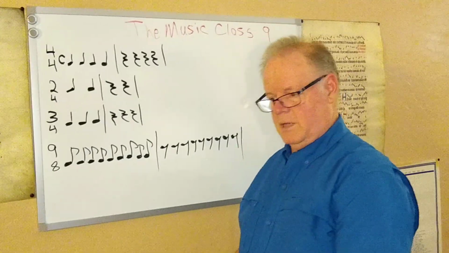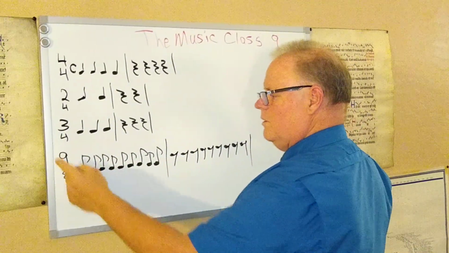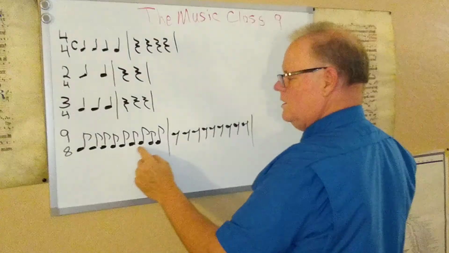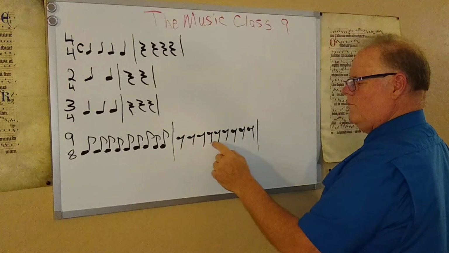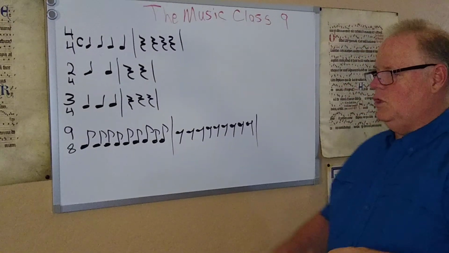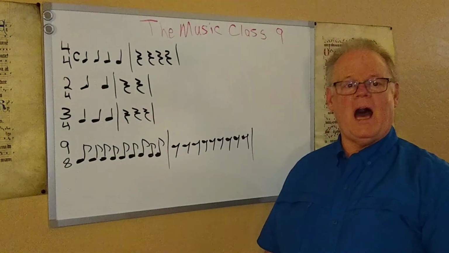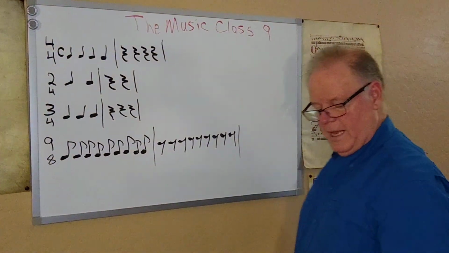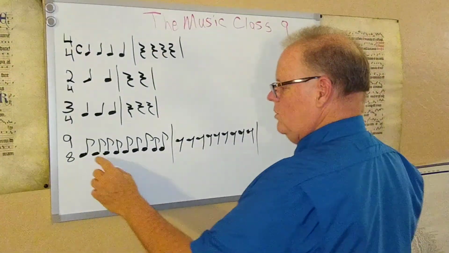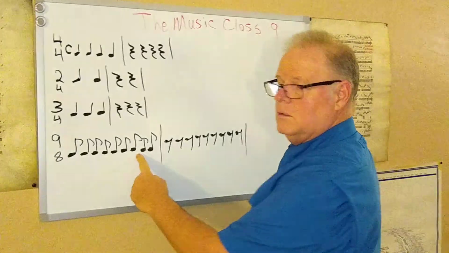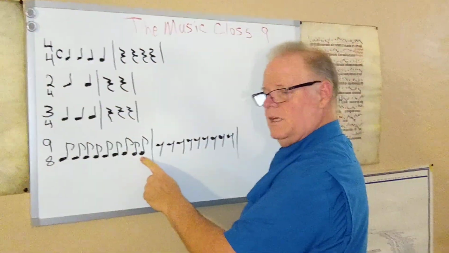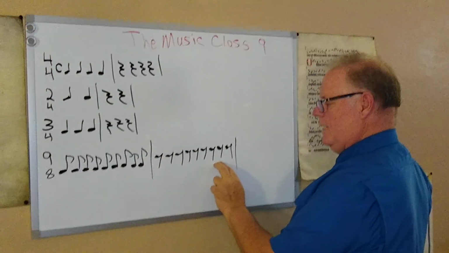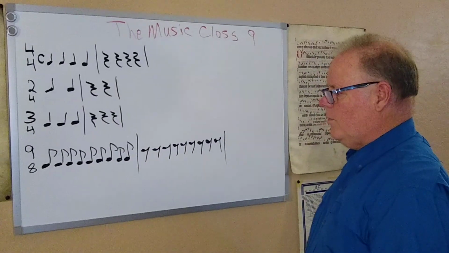9/8 time. Okay, there are 9 beats per measure, and the eighth note gets the beat. And I drew it out for you. 1, 2, 3, 4, 5, 6, 7, 8, 9. I can use everything that adds up to the value of 9 eighth notes or 9 eighth rests. And this is a true time signature. So I can use 4 quarter notes, but yet leave 1 eighth note. I can use 4 quarter notes and quarter rests and leave an eighth rest.